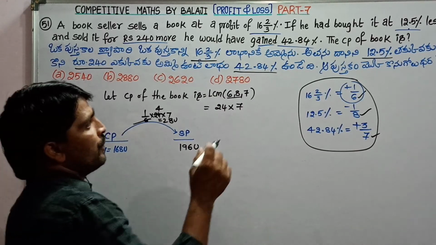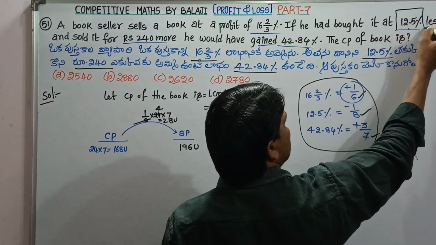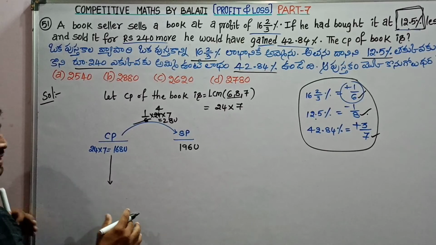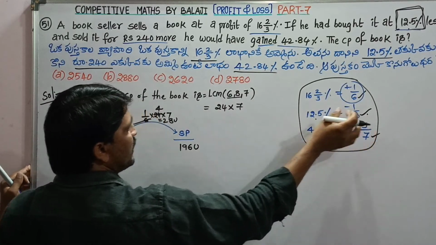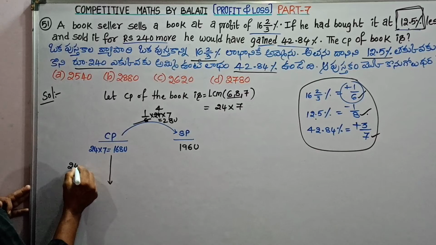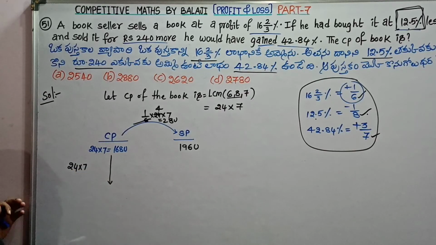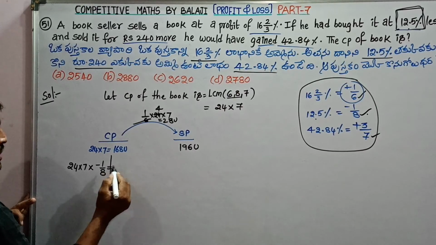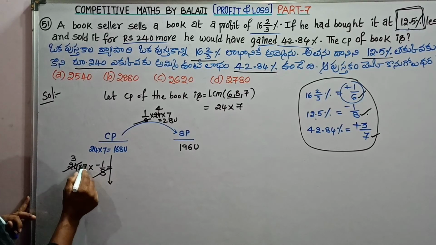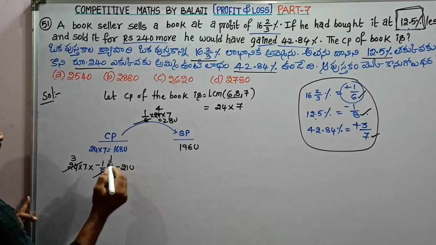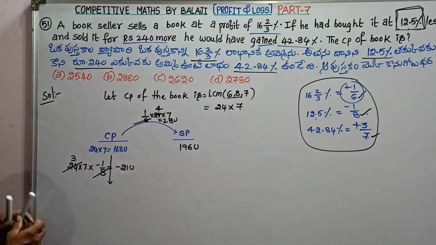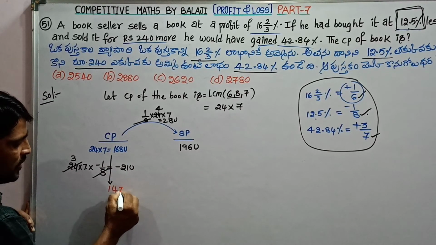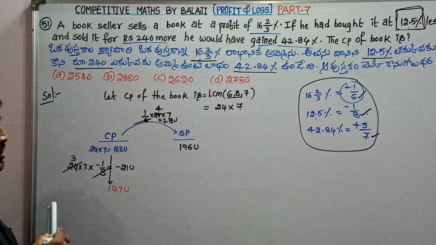Now, if he had bought 12.5% less, that is, if CP is 12.5% less, and the fraction value of 12.5% is 1 by 8, CP is 24 into 7 units, that is 168 units. If we reduce it by 1 by 8, which is 8 ones are 8, 8 3s are 24, 3 7s are 21 units less. Now new CP will become 168 minus 21, that is 147 units. This is the new CP.